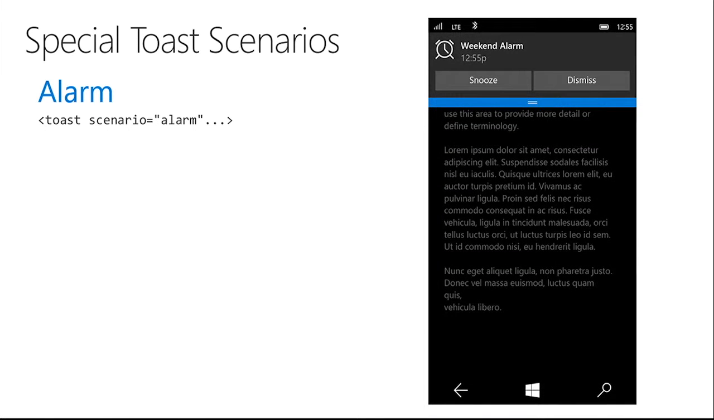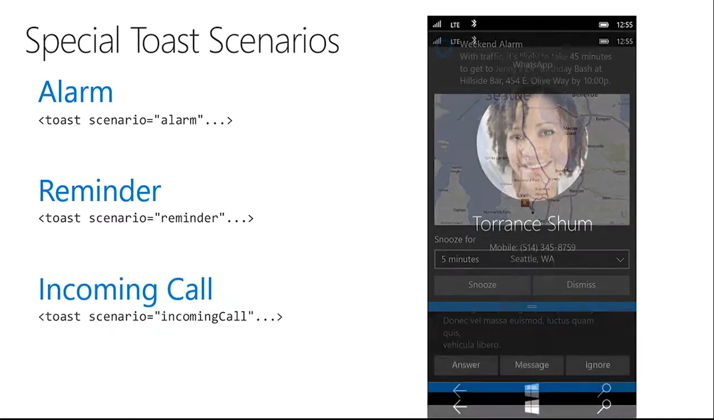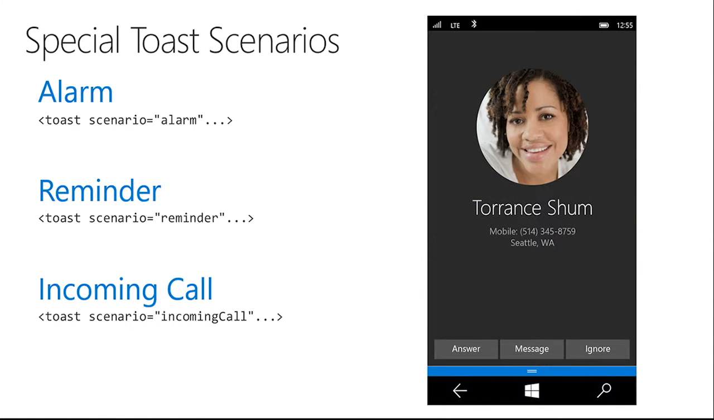So talking about those special toast scenarios, here's an alarm. An alarm is just another kind of toast now. So you can now do alarms. We couldn't do that in 8.1 on desktop. We had a different API for doing it on Windows Phone Silverlight. Anyway, we now have this here. You can have a nice alarm pop up, and you can also do reminders, and these are the system activation types. There's also an incoming call special toast scenario.